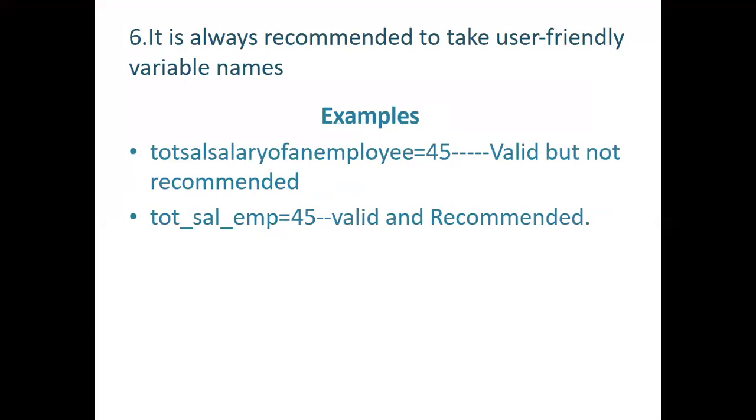Now, it is always recommended to use user-friendly variable names, like total salary of an employee. We can write like this also, but we cannot give spaces, because space is a special symbol which is not acceptable. If we write total salary of an employee is equal to 45, it is not valid. It is difficult to understand, so we can write total underscore sal underscore employee is equal to 45. This is valid, and this is recommended also.